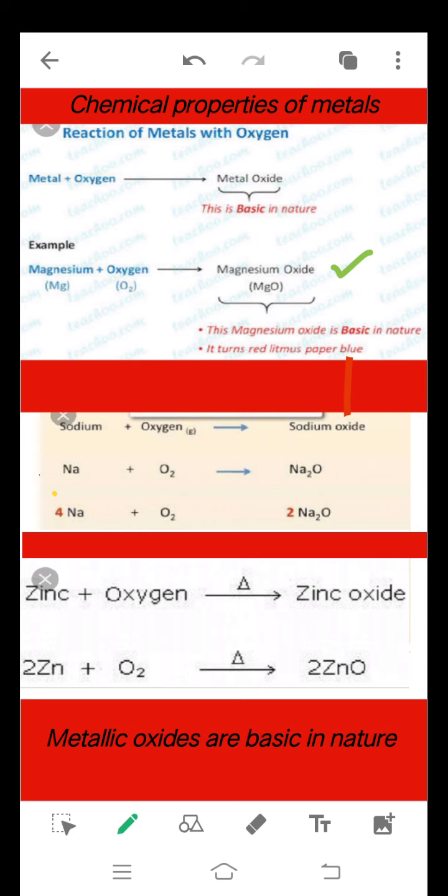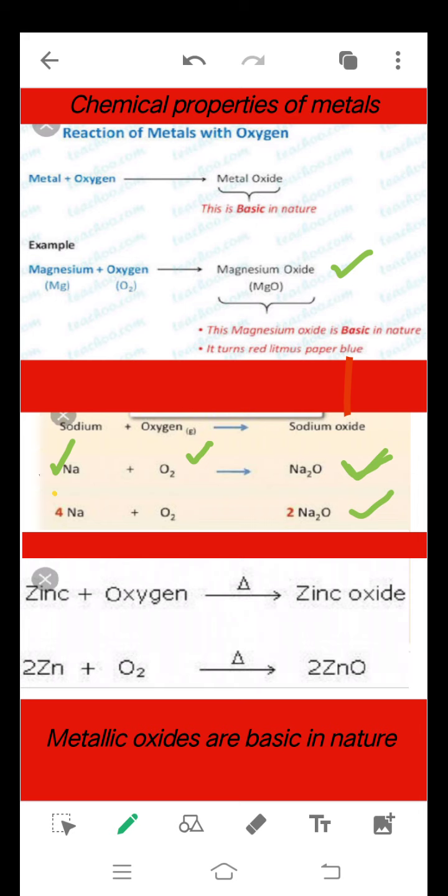Another example of this reaction is the reaction of sodium with oxygen. When we write the chemical equation, the molecular formula for sodium is Na, for oxygen it is O2, and for sodium oxide it is Na2O. So sodium reacts with oxygen to form sodium oxide, and if we balance this equation, we get this second equation.